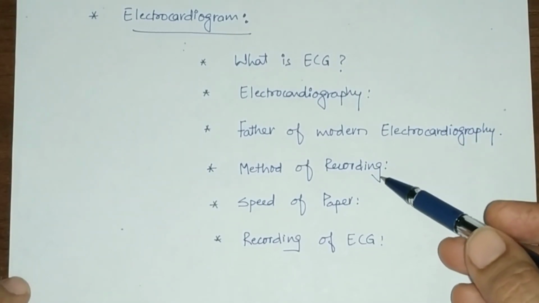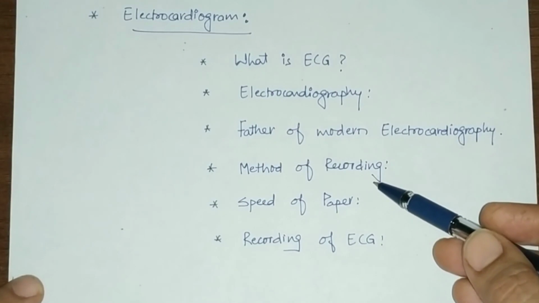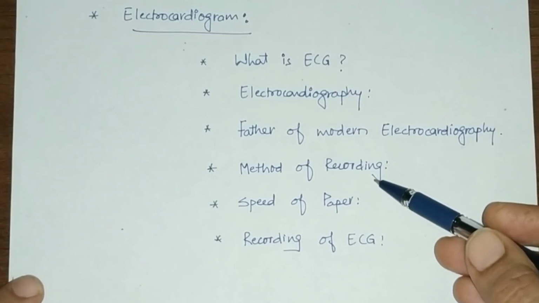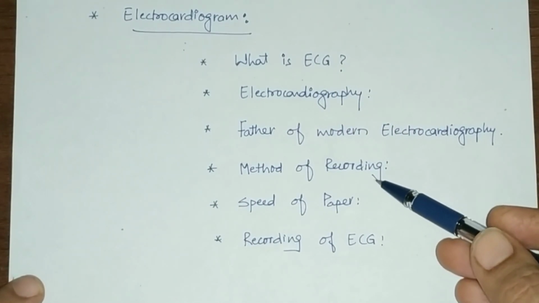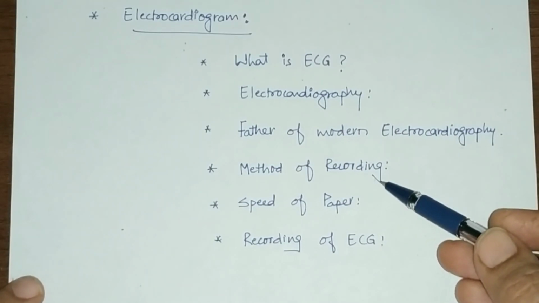Now, how is the ECG recording taken? Here, there are two types of ECG machines used. One is string galvanometer and the other is radio amplifier. ECG is recorded on the ECG paper fitted in the machine.